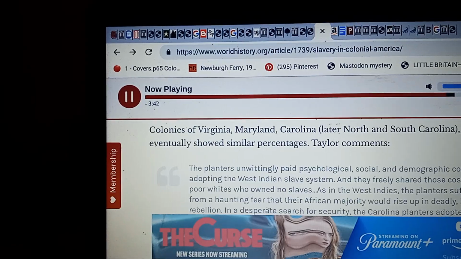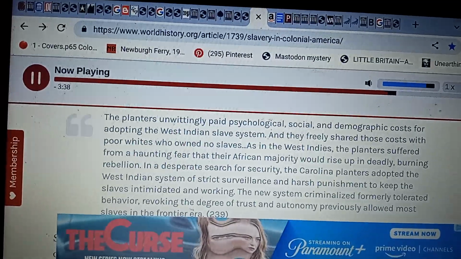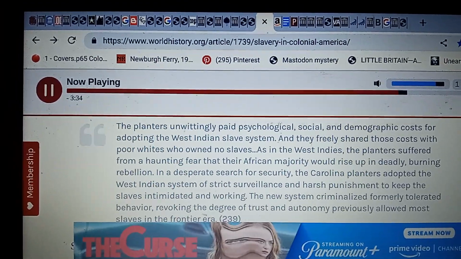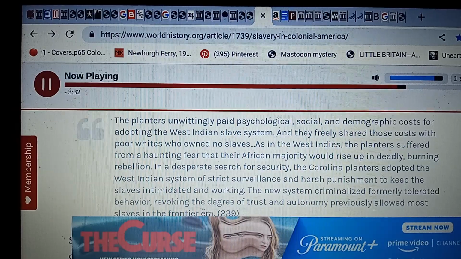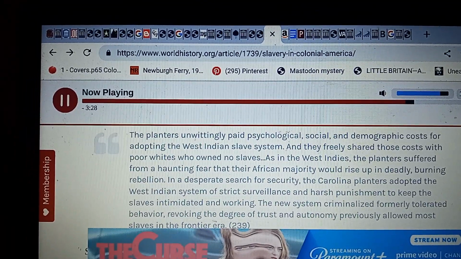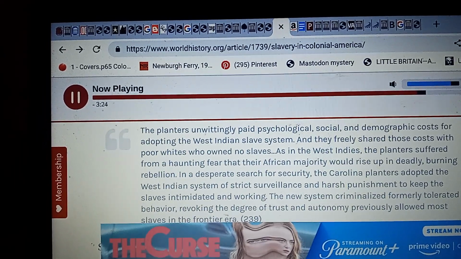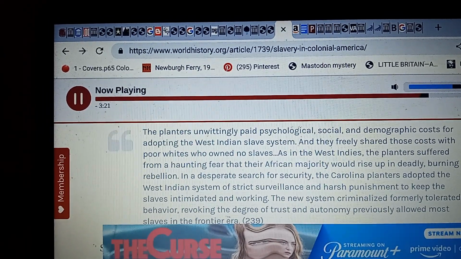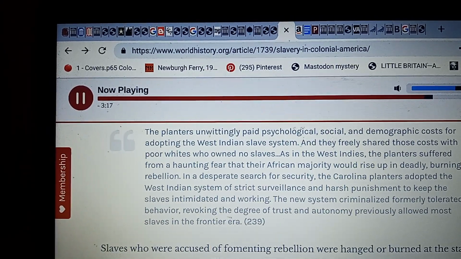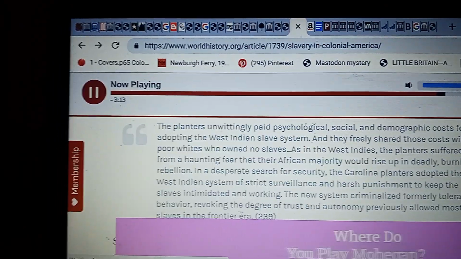Taylor comments the planters unwittingly paid psychological, social, and demographic costs for adopting the West Indian slave system. And they freely shared those costs with poor whites who owned no slaves, as in the West Indies. The planters suffered from a haunting fear that their African majority would rise up in deadly, burning rebellion. In a desperate search for security, the Carolina planters adopted the West Indian system of strict surveillance and harsh punishment to keep the slaves intimidated and working.